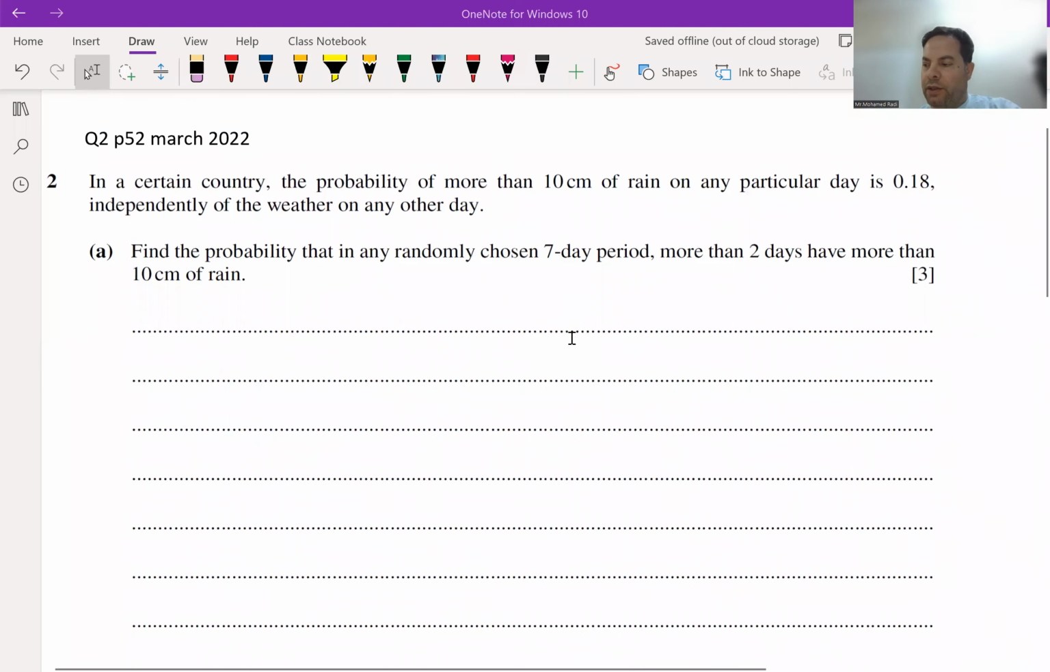Hello guys, in this tutorial, I'm going to solve question number 2, paper 52, March 2022.